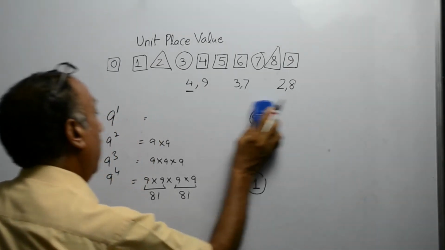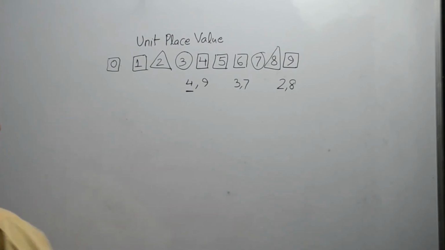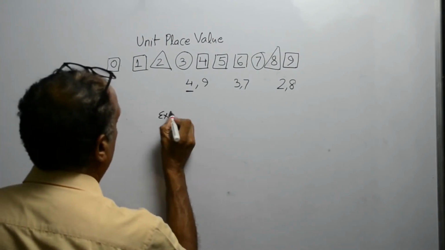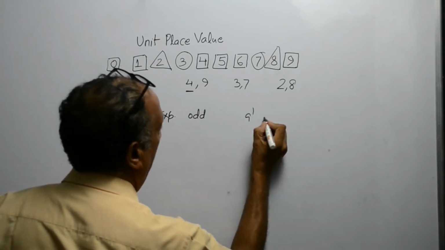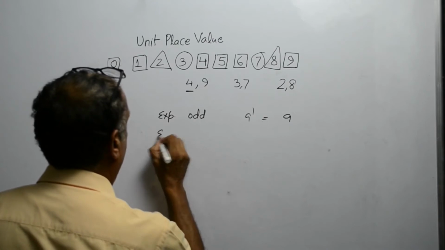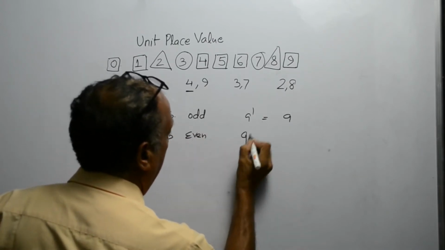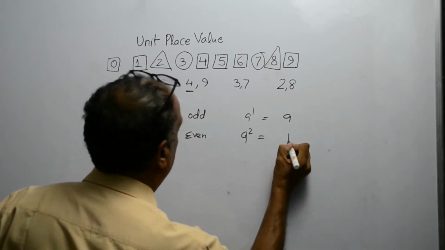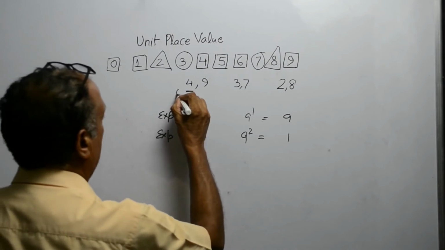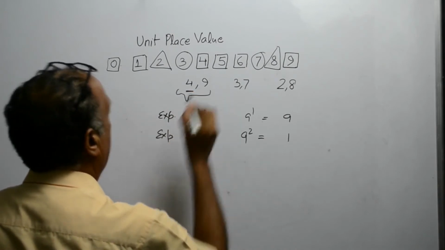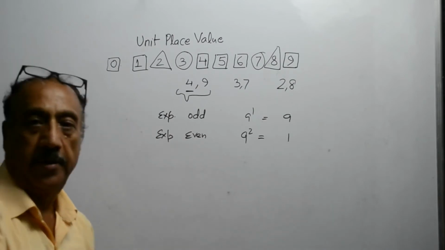So the method is the same: exponential odd, answer is 9 raised to power 1, which is 9. Exponential even, 9 raised to power 2, answer 1. So 4 and 9 are also very easy to handle as far as the unit place value is concerned.